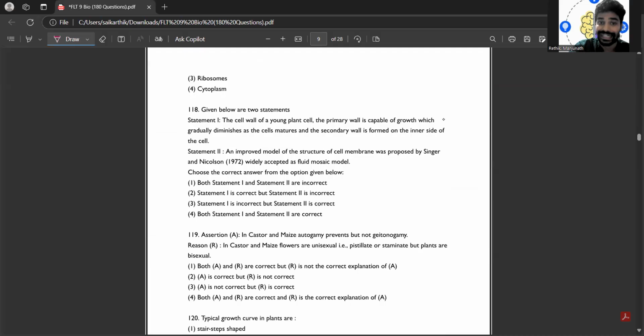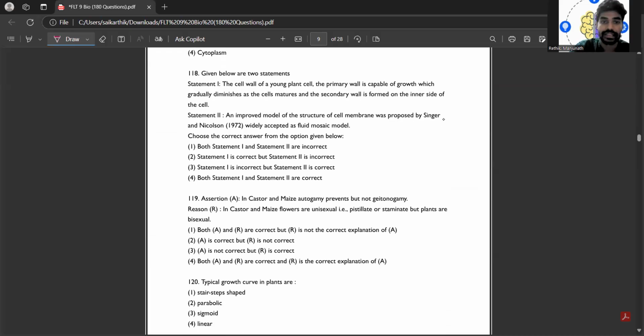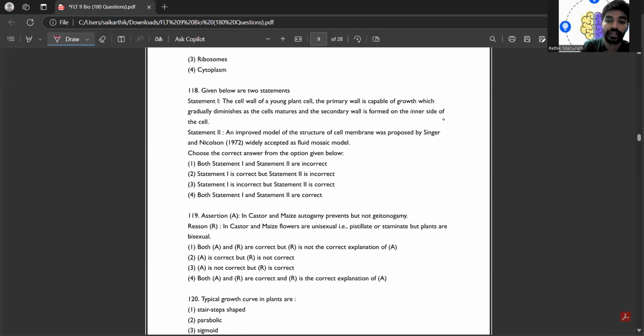So next is 118. Statement 1 says that the cell wall of a younger plant cell, the primary wall, is capable of growing, with the growth gradually diminishing as the cell matures, and the secondary wall is formed on the inner side of the cell is correct. Statement 2 is also correct. So both statement 1 and statement 2 are correct.